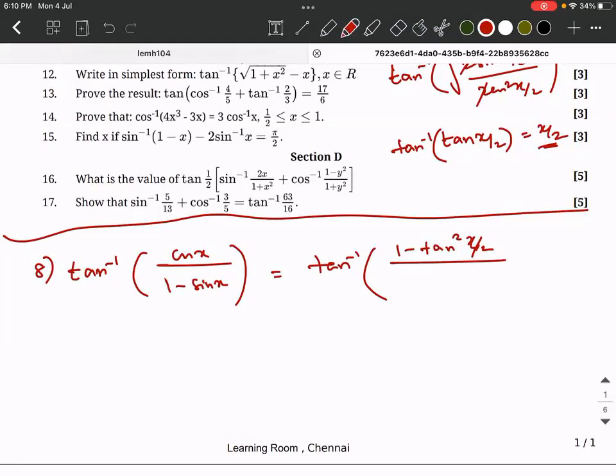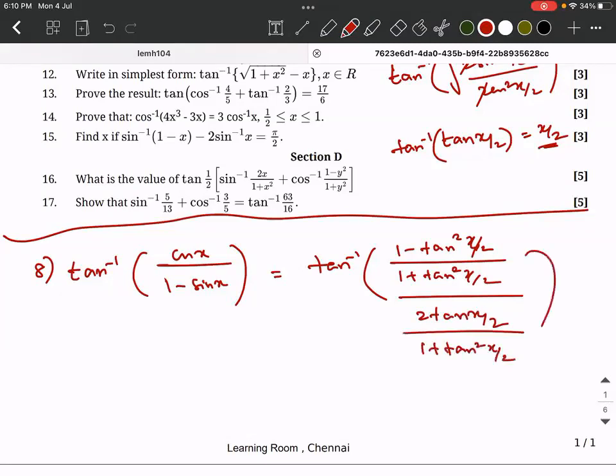That is one way of solving, or you can go with 1 minus tan square x by 2 divided by 1 plus tan square x by 2, divided by 2 tan x by 2 divided by 1 plus tan square x by 2, 1 minus 2 tan x by 2.